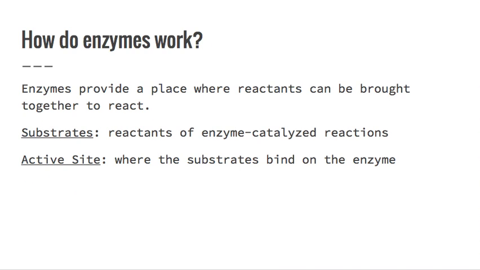So how does an enzyme work? Enzymes provide a place where reactants can be brought together to react. So let me give you kind of an analogy. A substrate is the thing that reacts at the enzyme, and the active site is where the substrates bind on the enzyme. So let me give you an example to help with this.